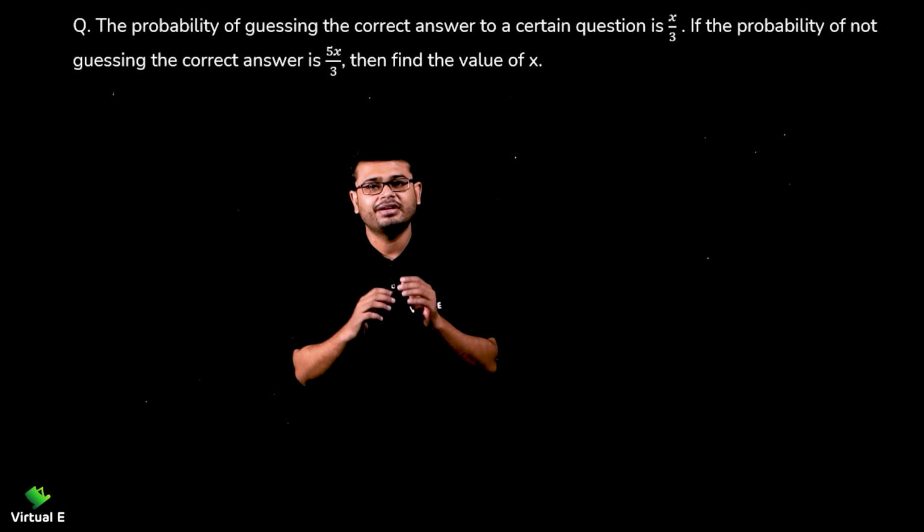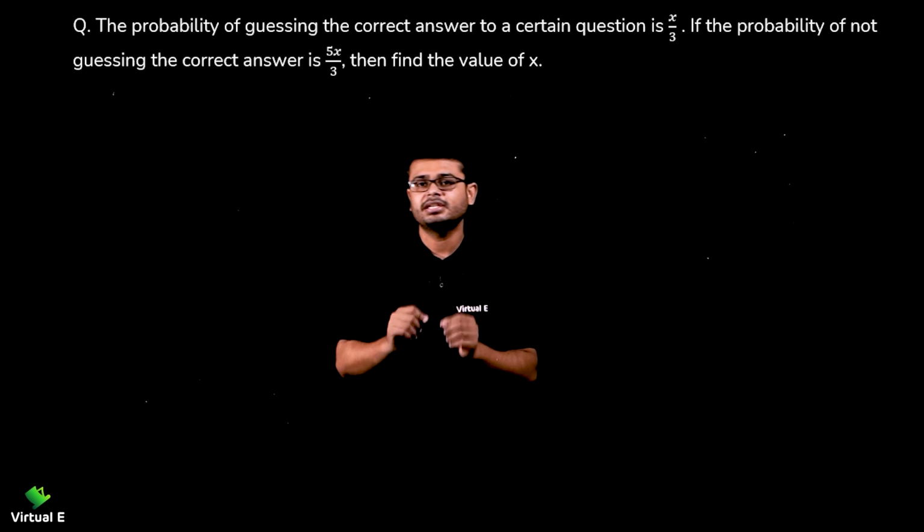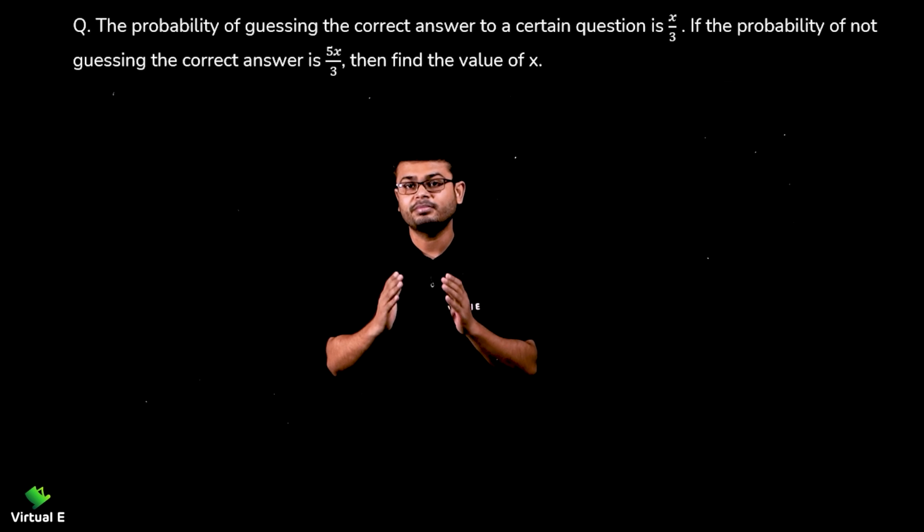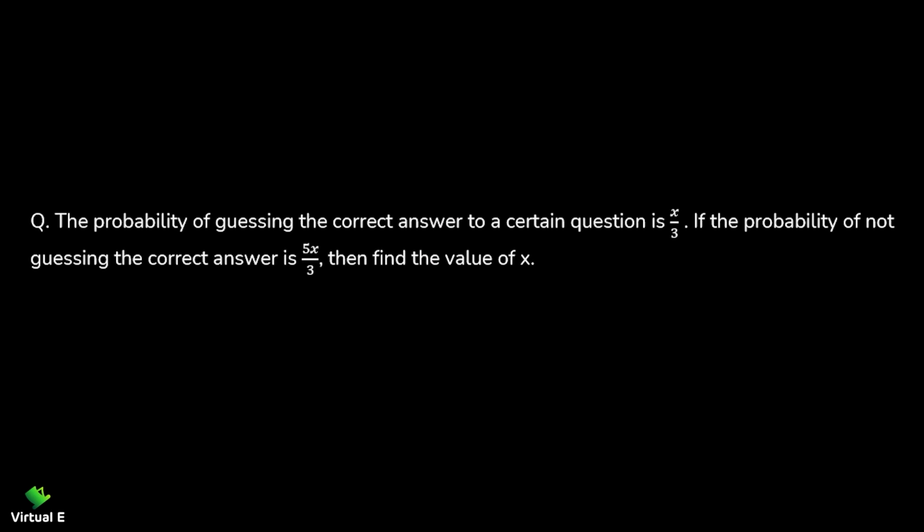One important question and very interesting as well. We have discussed questions related to this. We are going to use one of the properties of probability. Let's start. The probability of guessing the correct answer to a certain question is x by 3. Okay, so for the correct answer probability is what? x by 3. So far, we were not given any kind of probability, right? We were just finding the probability. This is the case of a reverse question, right? And if the probability of not guessing the correct answer is 5x by 3, then find the value of x.